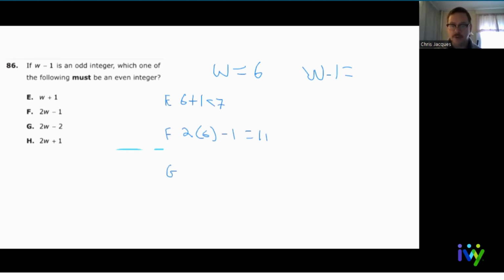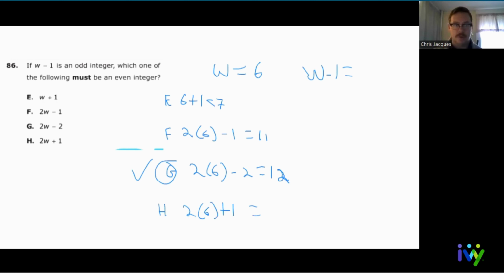So if we do 2 times 6 minus 2, well, that gives us 12. A bit better, right? And so that is true, and that will be our right answer, but we could just check H just to be sure. And when we do that, we do 2 times 6 plus 1, which is 12 plus 1, which is 13.